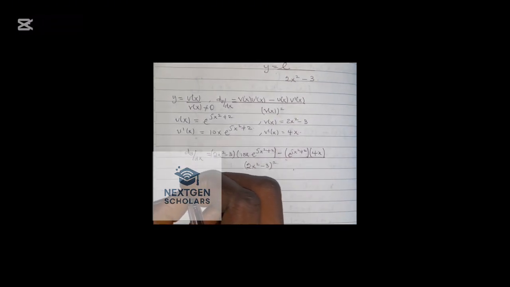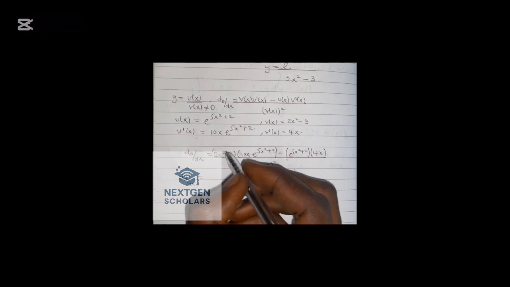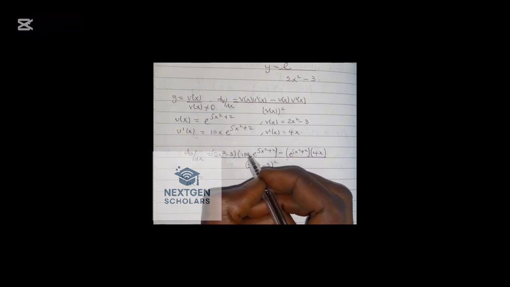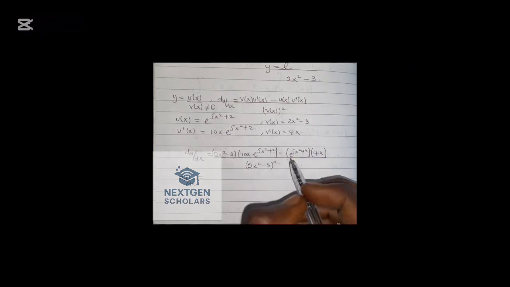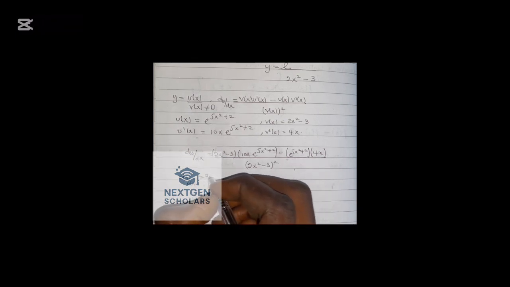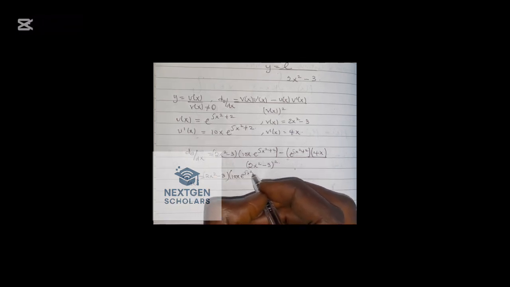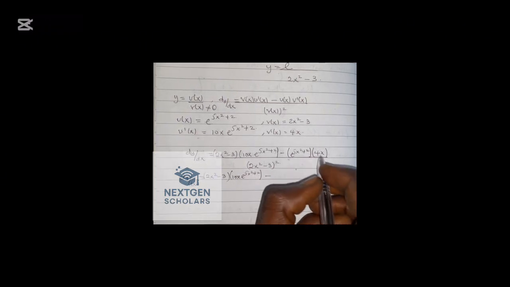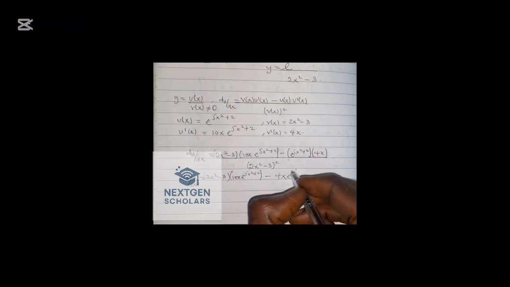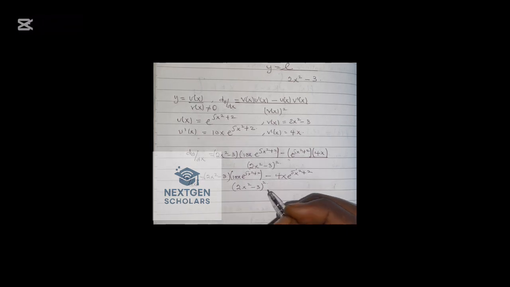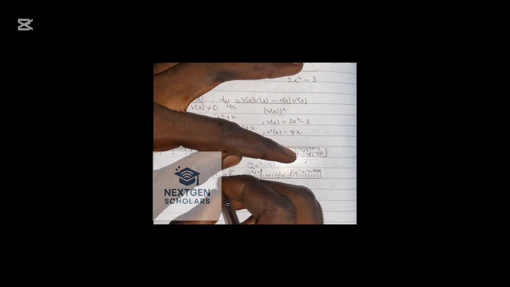So at the end we have dy over dx to be, we can simplify, or we can say this should multiply this. No, we don't have to. Here we can have 2x squared minus 3 into 10x e to the 5x squared plus 2, minus, we can multiply this out to our 4x e to the 5x squared plus 2, all over 2x squared minus 3, then all squared. I think this is the result of differentiating that function.